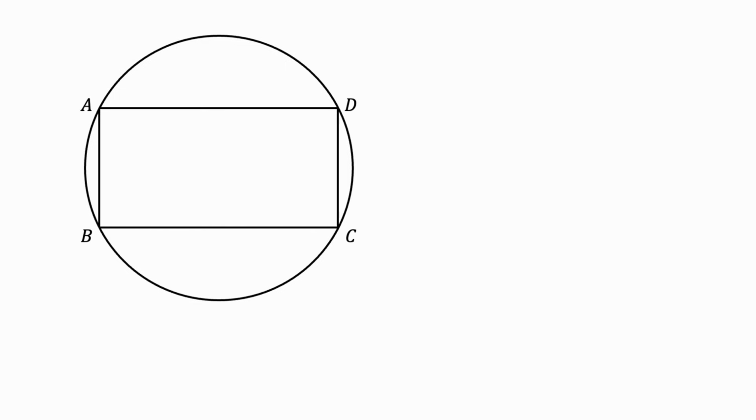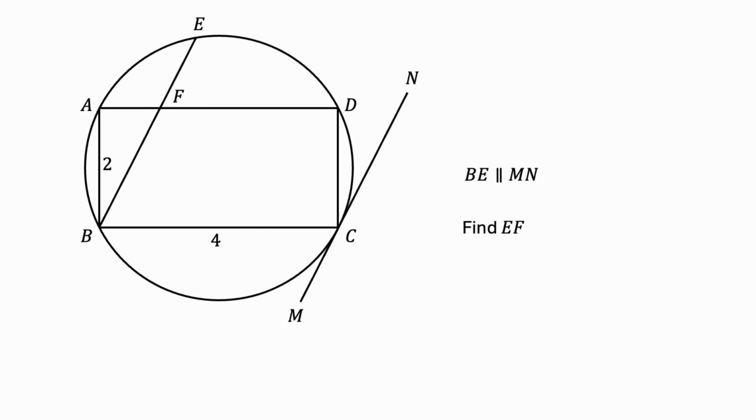In this video, we want to solve the following problem. In a circle, ABCD is an inscribed rectangle with BC equals 4 units and AB equals 2 units. MN is a tangent to the circle at C. Line BE is drawn such that it is parallel to MN and intersects AD at F. Our goal is to find the length of EF.